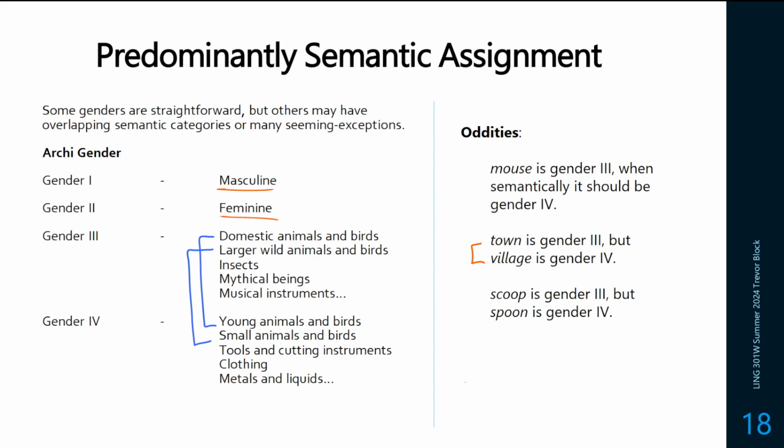So this is interesting. And then we take a look at something like the noun-verb distinction, but we're talking about the word scoop, as in a scoop of something, versus spoon. These are pretty similar semantically. A spoon would give you a scoop of something, but scoop is gender 3 and spoon is gender 4. It's a tool in a way, right? But a scoop doesn't really fit into any of the nice semantic descriptions of gender 3. So this is an example of a predominantly semantic assignment where we get a lot of nice categories, but then we get a lot of nouns that just don't really fit quite right.